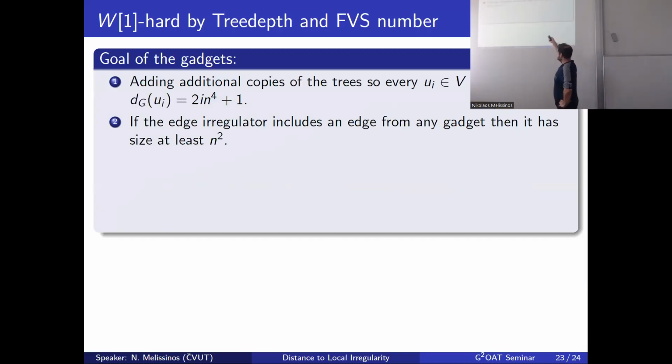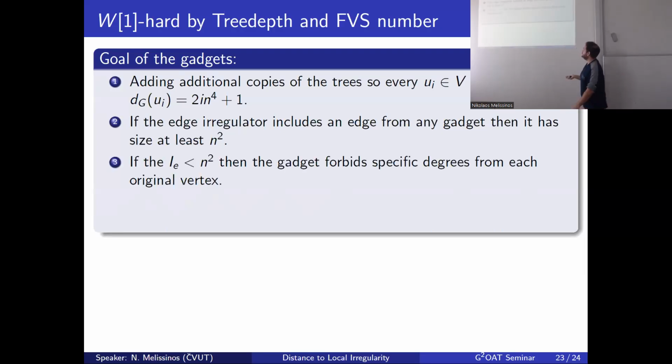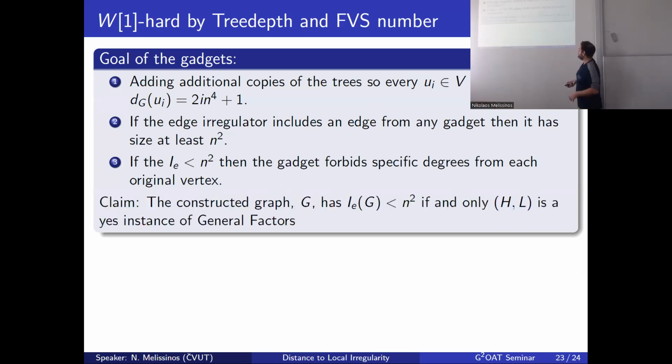Then the edge regulator either has size at most n square or it has more than that. And then those gadgets forbid us to use those edges. And then we need to show that, okay, if I have an edge regulator, I can compute a solution for general factors and vice versa.